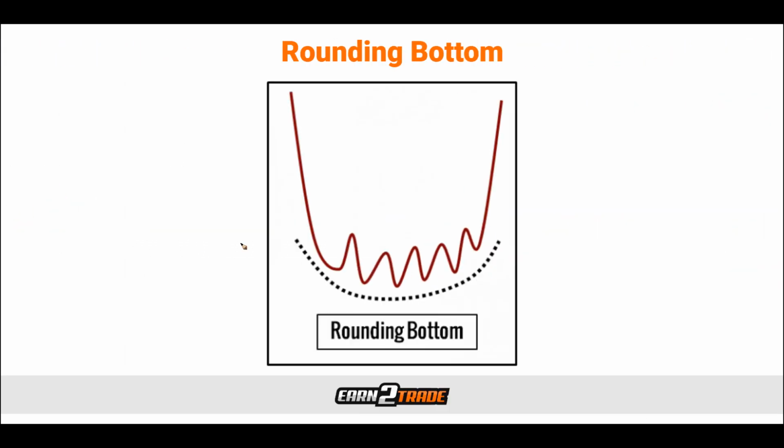Next up, we have the rounding bottom, and this one is a little bit harder to identify for new traders because it's easy to look at as I draw a curved line around this, but if I were to remove that line, it becomes a little bit harder to understand that we are seeing somewhat of a curve here where our highs are getting lower, then our highs are getting higher, and our lows are getting lower, then our lows are also getting higher. That is the key thing to take away with the rounding bottom.